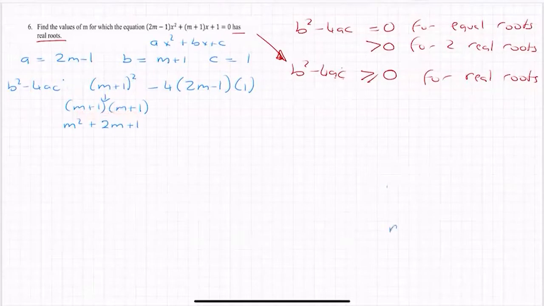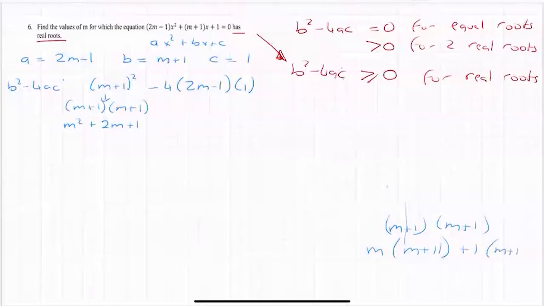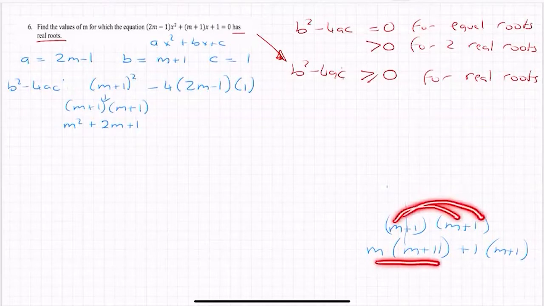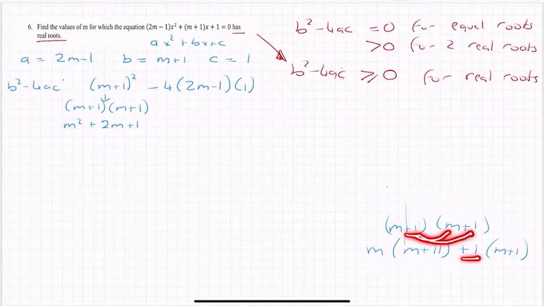The long way of doing it, I'll just do it here in the corner, is you split the first one and you do it by everything in the second bracket, plus 1 by everything in the second bracket. m by everything in the second bracket, and you go back for the plus 1 by everything in the second bracket. That's where you'll get m squared plus m, plus 1 by m is m, and 1 by 1 is 1. Therefore m squared plus 2m plus 1. So that's the longer way of doing it.